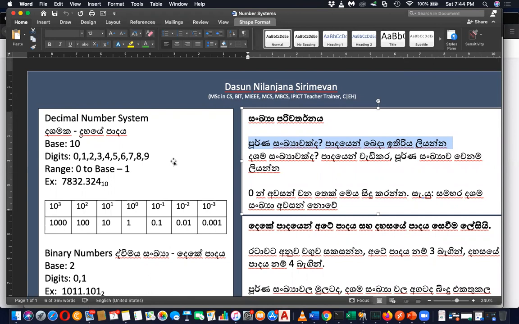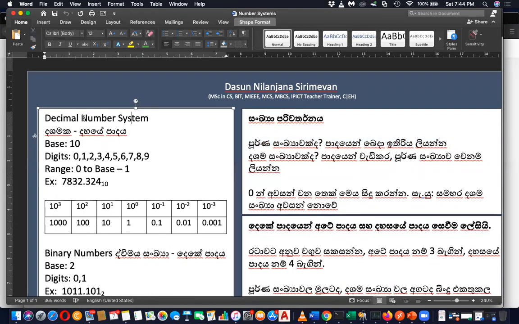So the first thing that we are learning is the decimal number system, or base 10. We call them base 10 numbers. These are the numbers that we are using day by day. Base 10 numbers are used by us as human beings day by day. So we know there are 10 digits. How many digits in the base 10 number system? There are 10 digits, including zero.